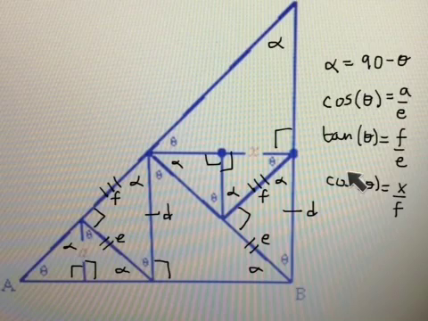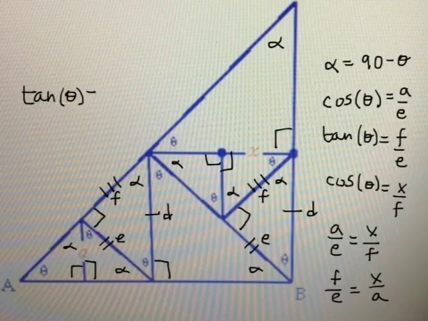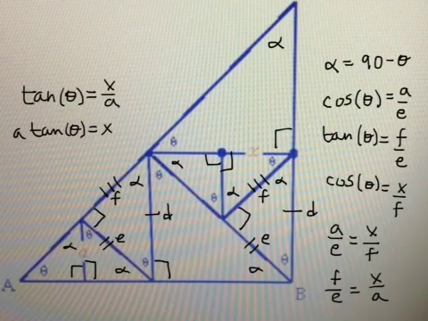So two of those things are equal, so I can set them equal to each other. And then if you look at that, I can rearrange it slightly and get F over E equals X over A, so that is exactly what I have here. So I'm just going to replace that: tan theta equals X over A, and then just rearranging that gives the relationship that they have there as the answer.